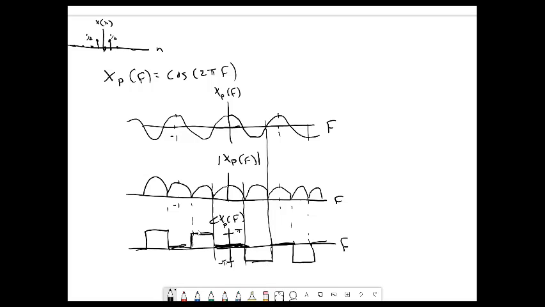Now, why did I choose plus pi over here and minus pi over here? Well, the choice was arbitrary for one of them, but once I chose this one to be minus pi, this one had to be plus pi because the magnitude should be even symmetric around f equals 0, and the phase needs to be odd symmetric around f equals 0. Okay, so that's why we chose that approach.